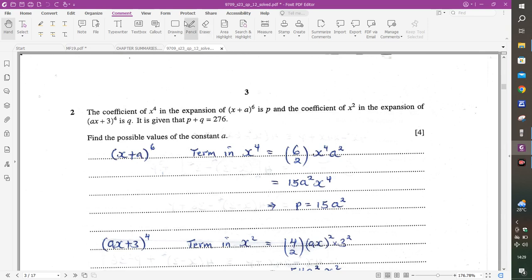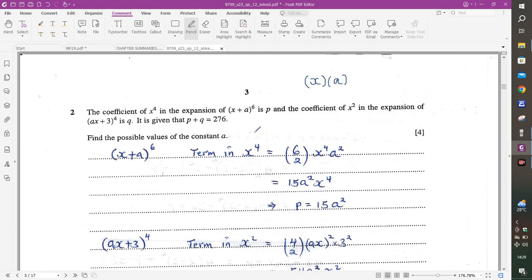When you look at these two terms, when you are writing them, this is how we write them. You first leave a space, like here I said term in x to the power of 4. First leave a small space, then you write your two terms that are here. So we are having our x, you write it, and then you also write your a. That's the next term. If it's a negative, like if it was x minus a, you put the negative there.